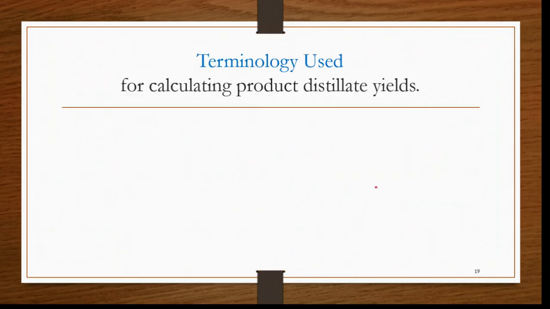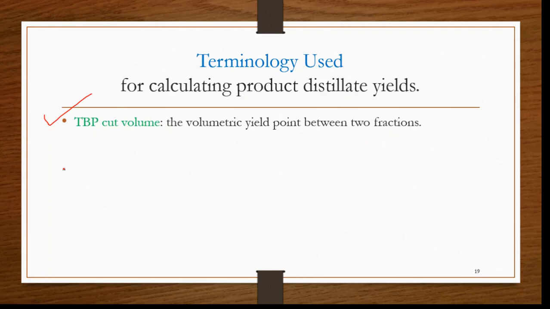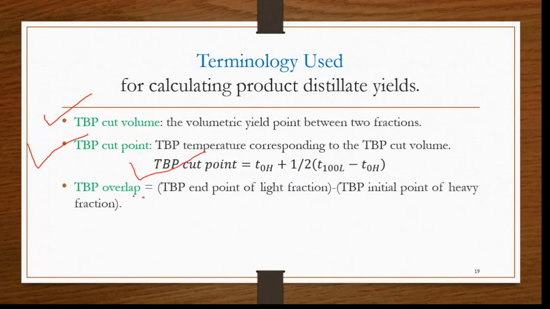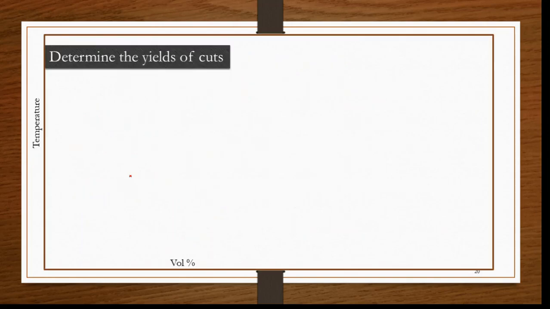We can show you these terms again: TVP cut volume is the volumetric yield point between two fractions. TVP cut point is the temperature corresponding to a TVP cut volume. And TVP overlap is nothing but the temperature difference between the final boiling point of the lighter cut and the initial boiling point of the heavy cut. These three are very important, and you all should remember them for our calculations. Our target is to find out the yields of these cuts. How can we find that out?